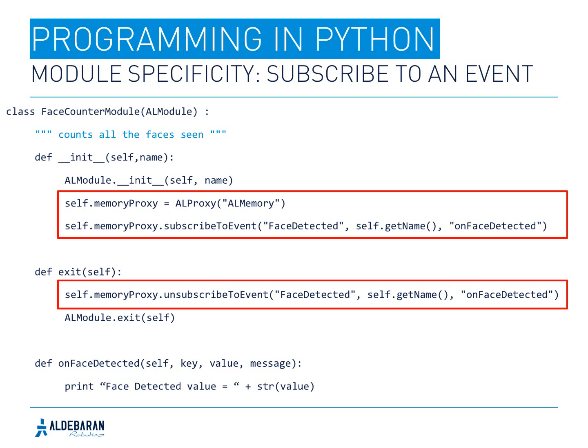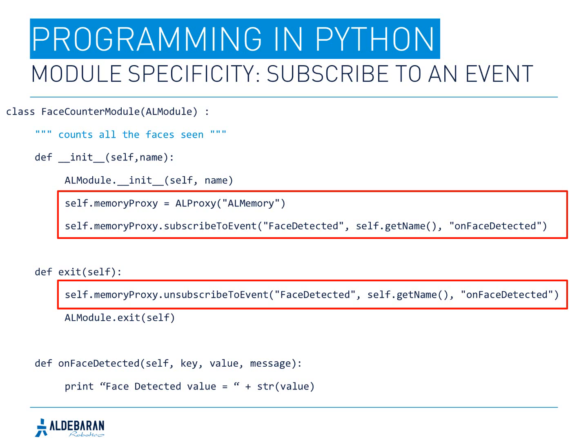Face detection is what we call an extractor, which means when we subscribe to the event FaceDetected, then ALFaceDetection starts the detection, and when we don't need it anymore, when we unsubscribe and everyone else has unsubscribed to the same event FaceDetected, then face detection can stop and save processor on the robot.